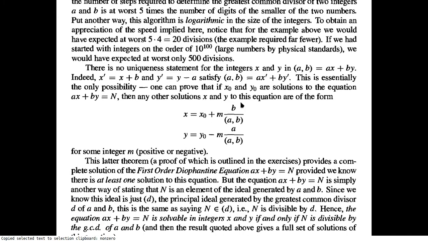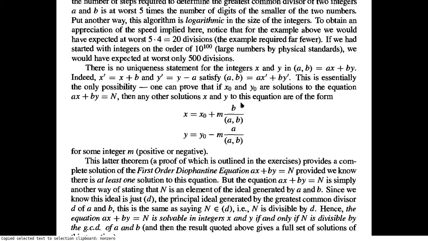There's an interesting thing related to this algorithm, the Diophantine equation. This is the first order Diophantine equation; you have higher orders of this. Fermat's theorem is also related to these equations. So you have AX plus BY equals N, and you have to find what X and Y would let you get the N.